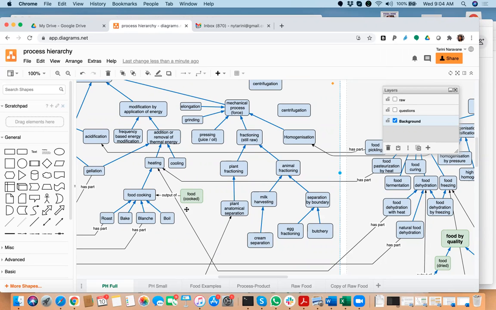All right, we're just a little over halfway through. Are there other comments around this particular mechanical process branch?